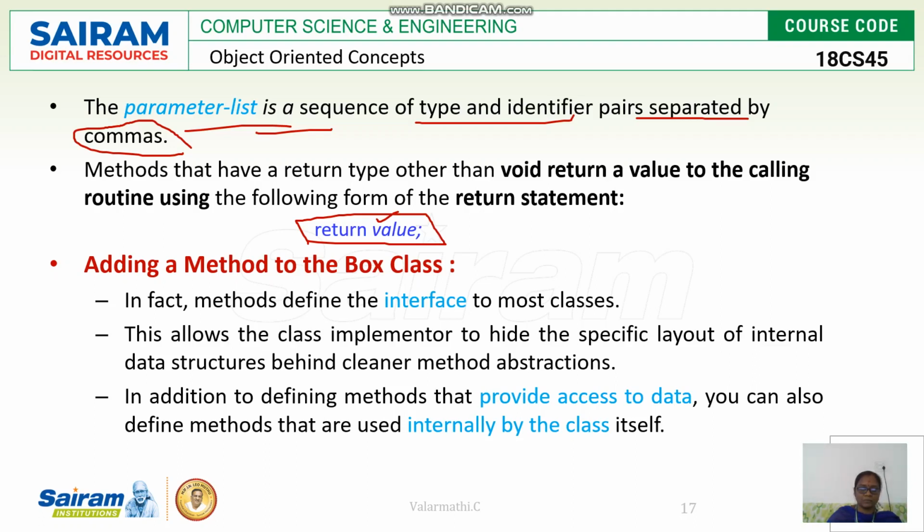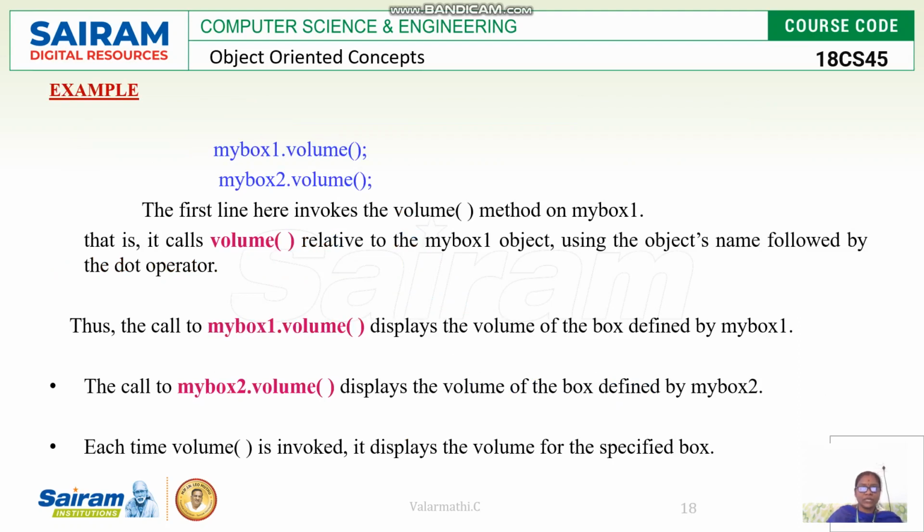Then how can we add a method to this Box class, because in the previous example we have only seen the Box class containing the instance variables width, height, and depth. Methods define the interface to most classes. In addition to defining a method that provides access to the data, you can also define methods that are used internally by the class itself.